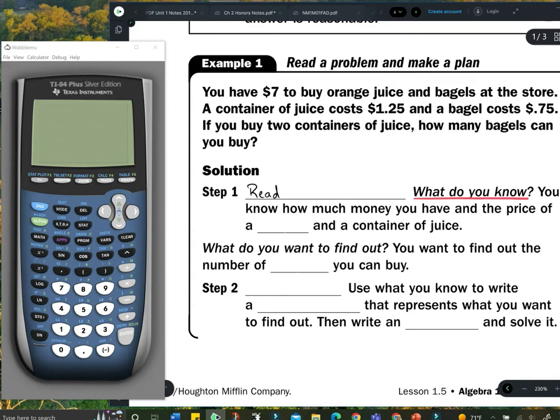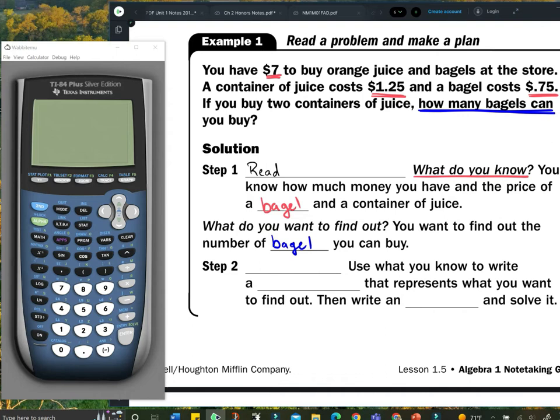What do you know? Let's highlight that stuff. We know that juice costs $1.25. We know we have $7. We know a bagel is 75 cents. So we know how much money you have, the price of a bagel, and the price of a container of juice. What do we want to find out? What we want to find out is how many bagels can we buy? I highlighted that in blue, how many bagels, and that's usually going to be our variable. So as we devise a plan, that's what we are going to figure out.